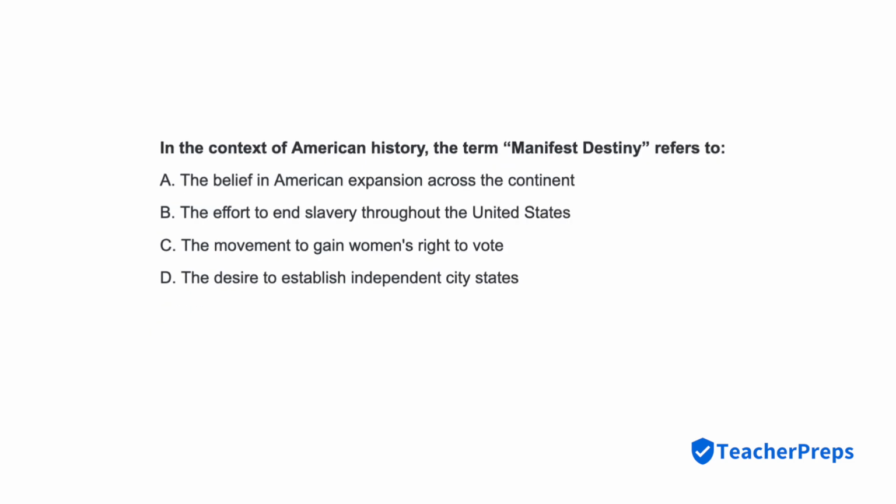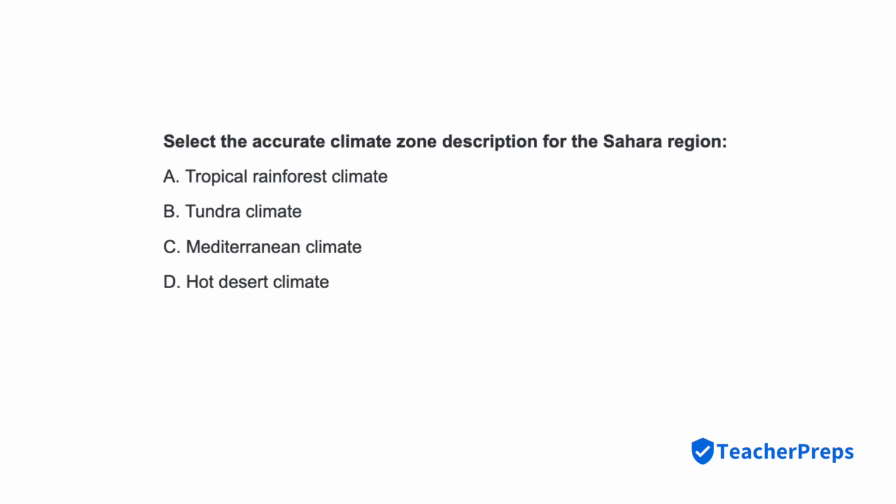In the context of American history, the term manifest destiny refers to, correct response, letter A, the belief in American expansion across the continent. Select the accurate climate zone description for the Sahara region. Correct response, letter D, hot desert climate.